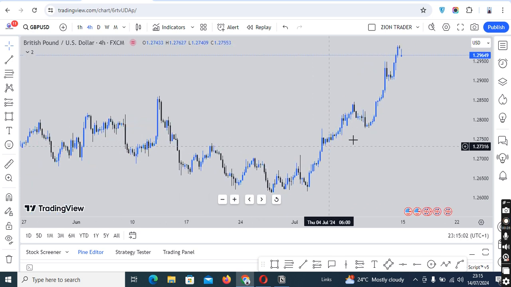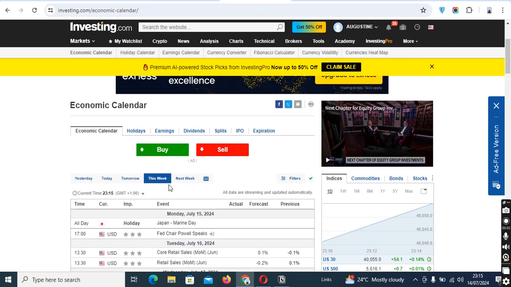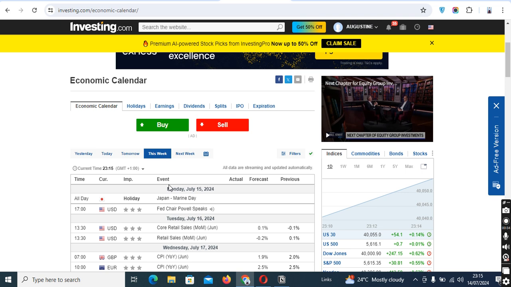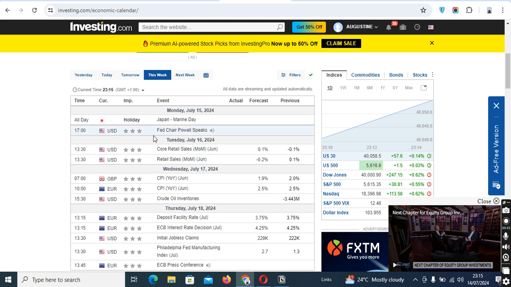As we all know, before we start doing everything, it's important that we start from the fundamentals, for you to know what the fundamentals are going to be like for the week. So as we can see right here on investing.com, this is the economic calendar. On Monday, Japan has a marine holiday, so there is going to be less volatility on JPY pairs.